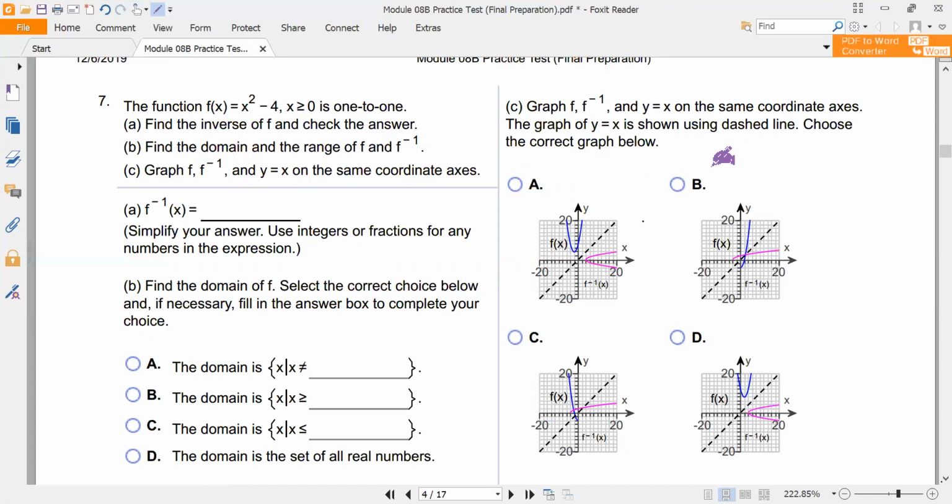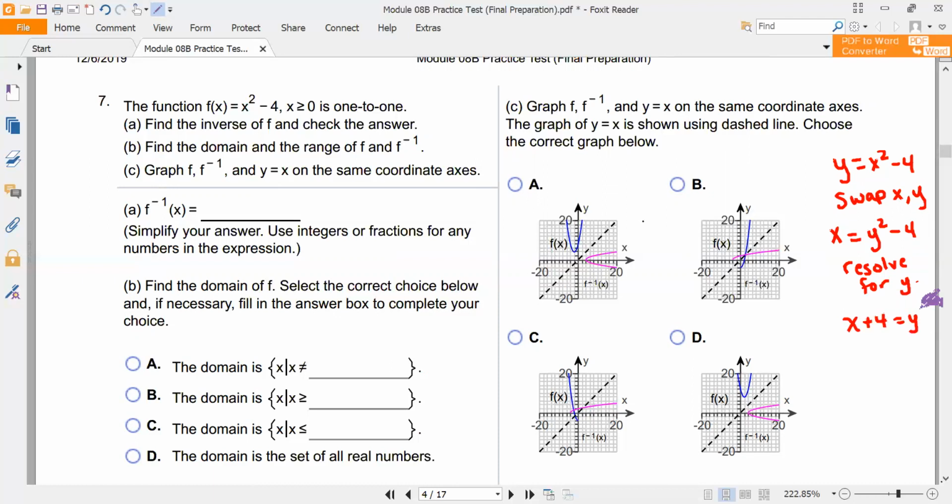So to find your inverse, I'm going to have to work this over here. Think about it being y equals x squared minus 4. The first thing you have to realize is that in an inverse, you are swapping your domain and range, which means you're swapping x and y. So we're going to rewrite this as x equals y squared minus 4. Then you would resolve for y. So I would add 4 over to get the y by itself. And then I have to take a square root.